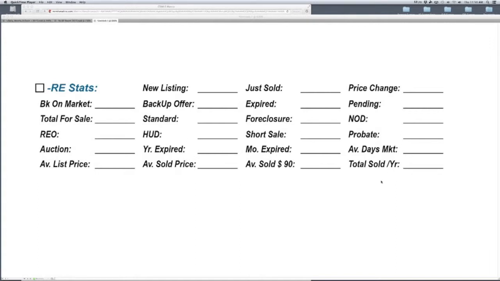So this gives us an explanation of the graph that I use. You can customize it the way you want to. I think this is pretty thorough for now. And let's go ahead into the next step, and I'll show you exactly how to do it in my MLS.